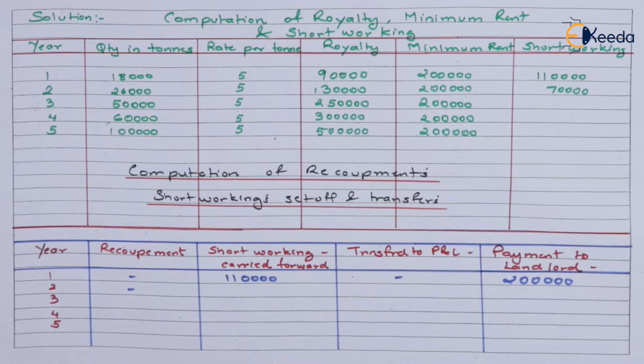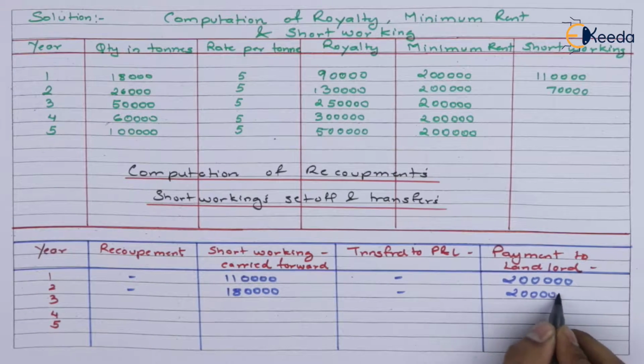Now in the second year, again recoupment is not possible because here again the actual royalty is less as compared to the minimum rent. Now the short working that is supposed to be adjusted is the previous year's 1,10,000 plus the second year's 70,000, which was the fresh one. So that has to be added to the previous year and that will be the new balance. That means 1,80,000 is supposed to be adjusted now. Again, there is nothing that is transferred to P&L, hence dash for the second year. And the payment that you have made for the second year stands at a total of 2 lakh rupees.